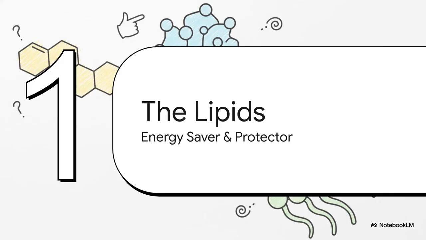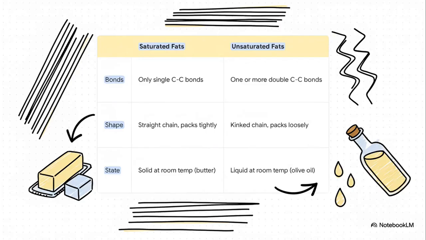Now, if carbs are the fast fuel you burn for a quick sprint, lipids are your long-term energy reserve, the stuff you rely on for the marathon. But they're also master protectors and even communicators. You've probably heard about saturated and unsaturated fats, right? Well, here's the key difference.